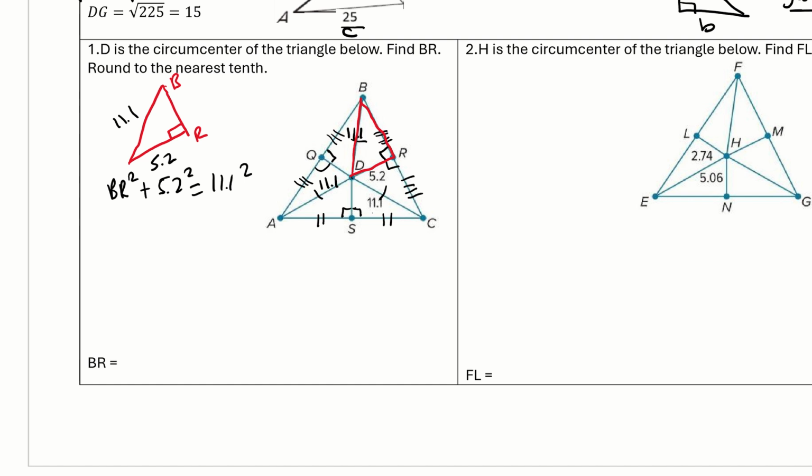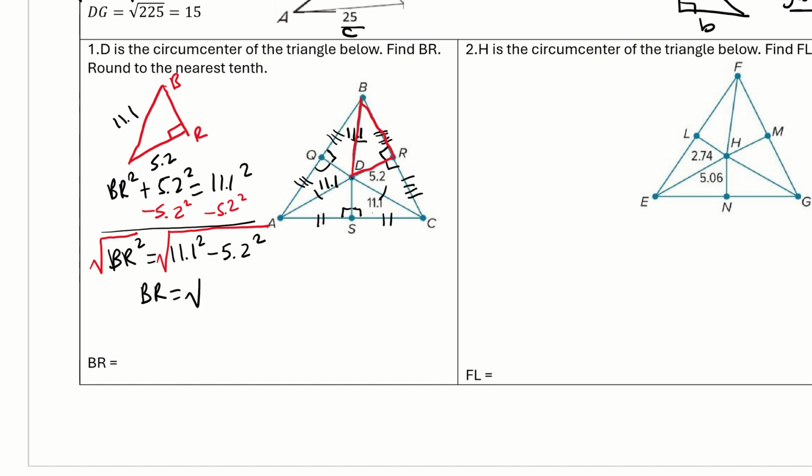So what we're going to do is subtract both sides by 5.2 squared. So I get BR squared equals 11.1 squared minus 5.2 squared. And that's going to give me a number. And remember, the only way to get rid of this square is by doing the square root, right? So I'm going to take the square root, and that's going to get rid of the squared. So we got BR equals the square root of 11.1 squared minus 5.2 squared.